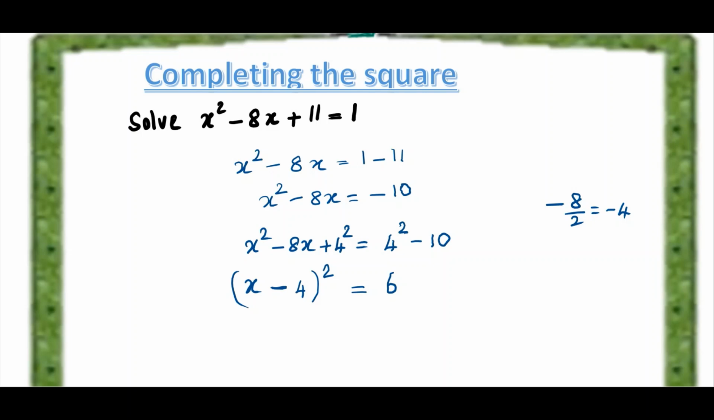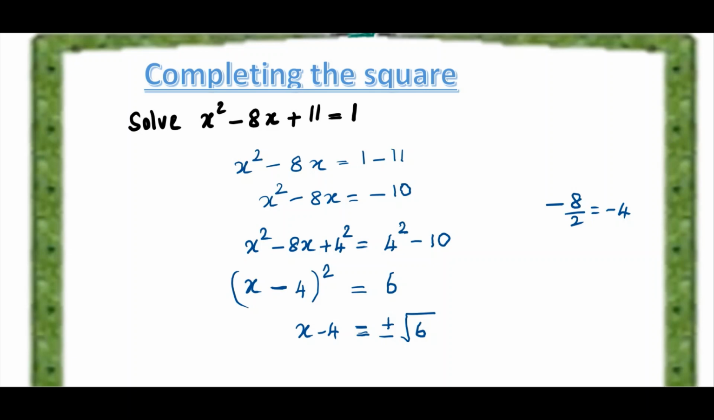Next, we want to get rid of this square because we want to solve for x. But how to do that? By taking the square root on both the sides. So our equation becomes x minus 4 is equal to, when you take square root on both the sides, here you have to put a plus or minus sign, and this is square root of 6.